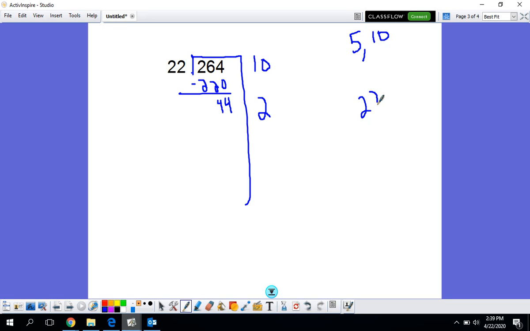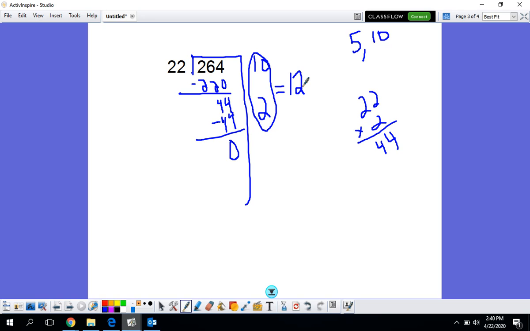You could do 22 times 2, and 2 times 2 is 4, 2 times 2 is 4, so that's right. I got to subtract it to make sure I have no grapefruit left. So then I know I'm finished, so then I use my partial quotients, I add them together, and then I'm going to get 12.